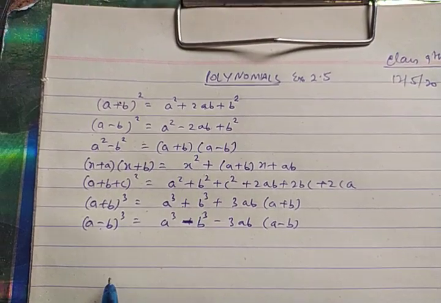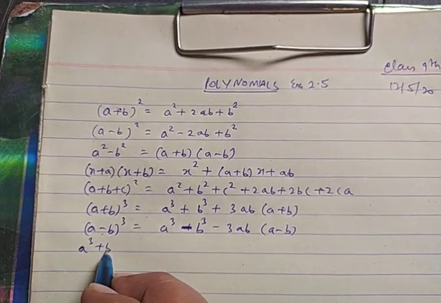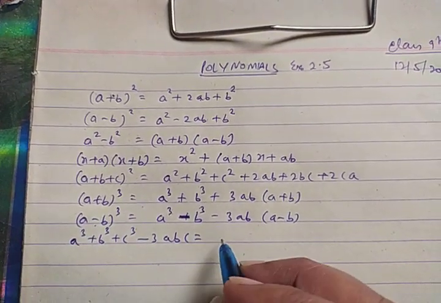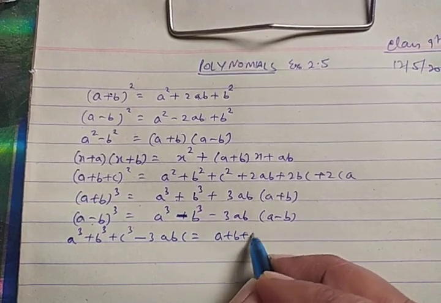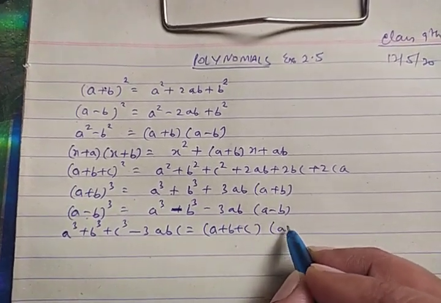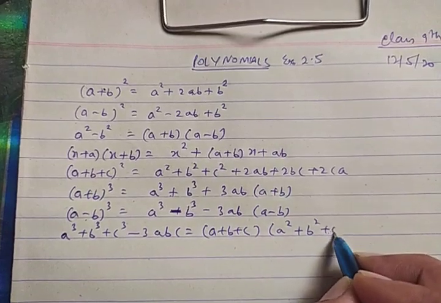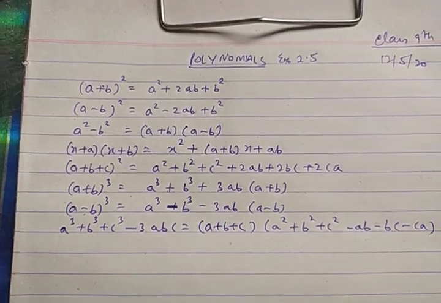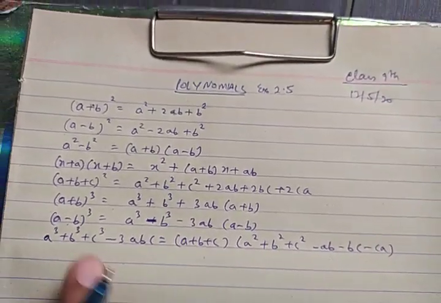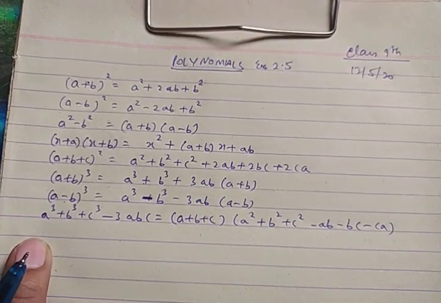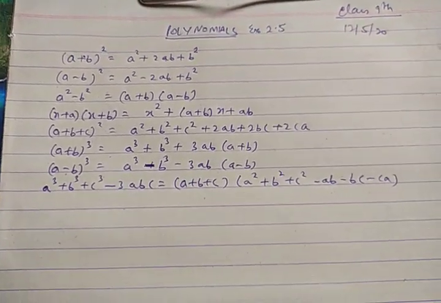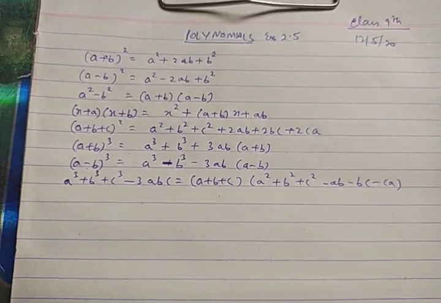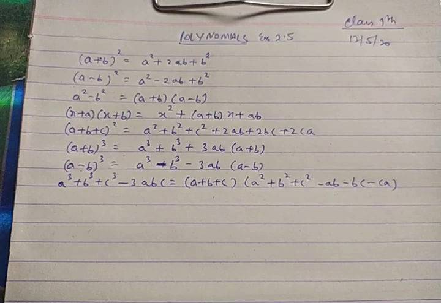Then it is coming a cube plus b cube plus c cube minus 3abc, that is equal to (a plus b plus c) in one bracket, another bracket (a square plus b square plus c square minus ab minus bc minus ca). Now these are the formulas to be applied on exercise 2.5. Now I am going to discuss some questions. On the basis of those questions and your understanding, you solve the other questions also.